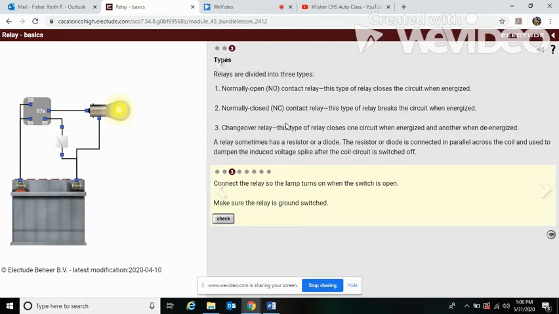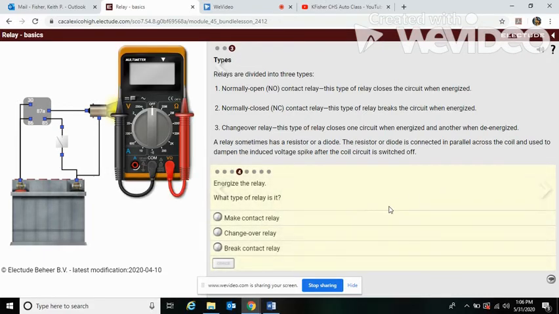All right, so this is a normally closed contact relay. This type of relay breaks the circuit when energized. Break contact relay, so that's post 87A.